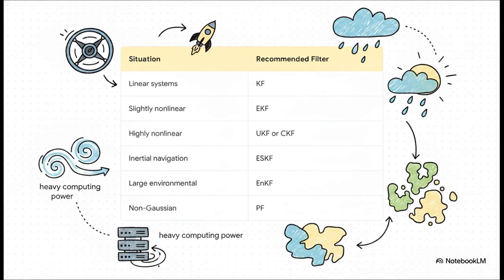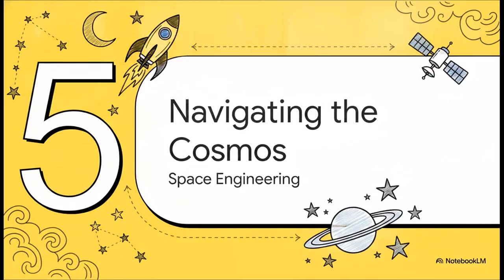So, to clearly distill our takeaways here, you always want to match the scale of your system's chaos directly to the right filter. If you're designing an inertial navigation system using IMUs, you go straight to the ESKF. If you're modeling the Earth's complex weather systems, grab the EnKF. And if you have a multimodal problem that completely defies normal Gaussian rules, well, there's no way around it. You have to bring out the heavy computing power of the particle filter. Section 5. Navigating the cosmos.